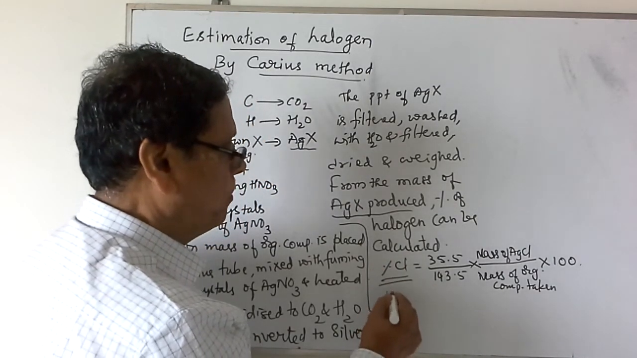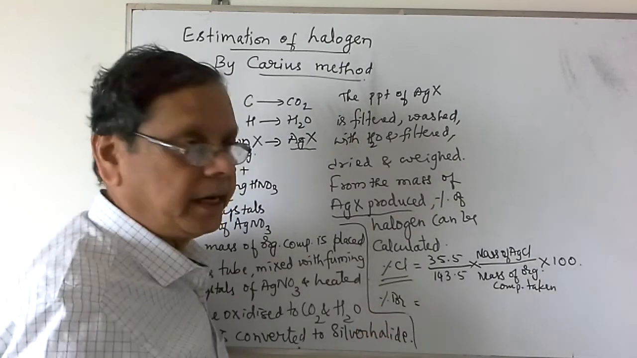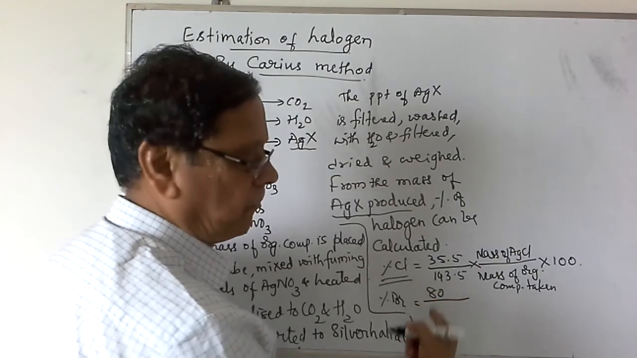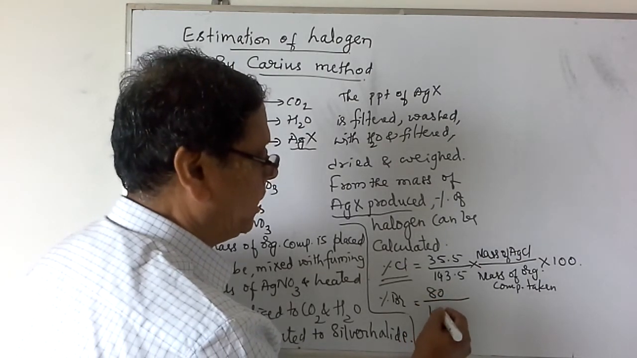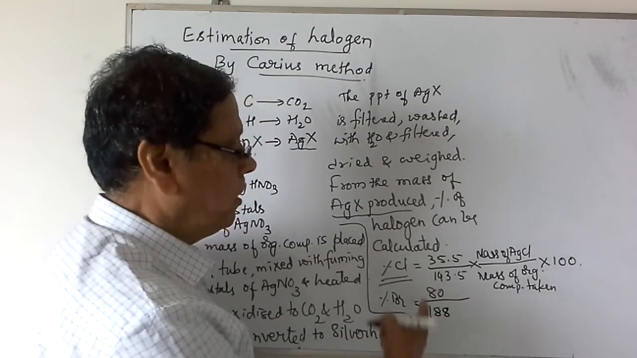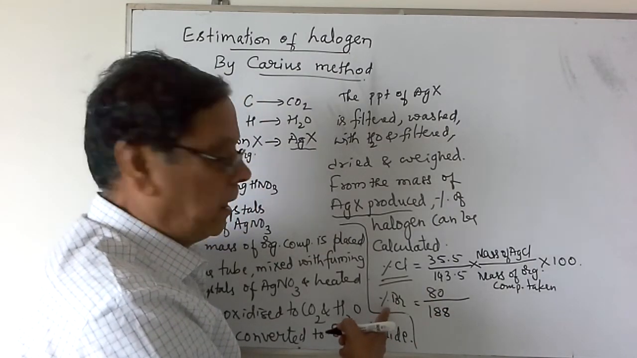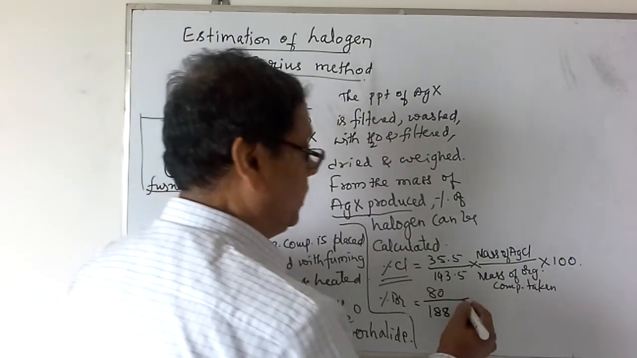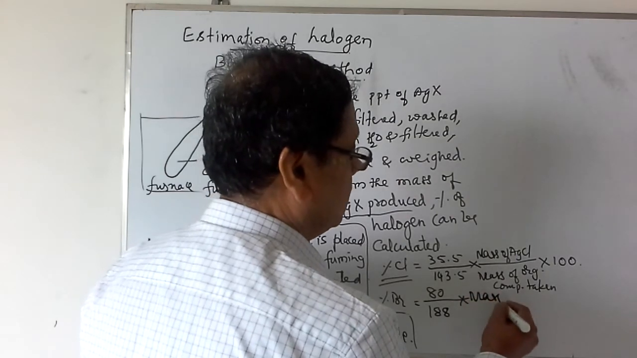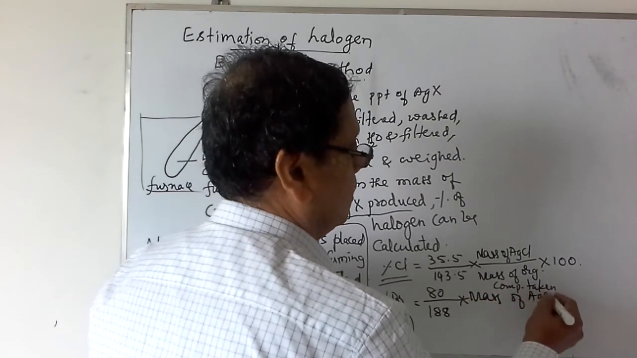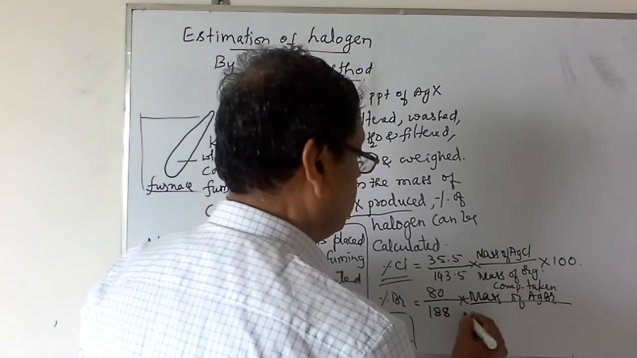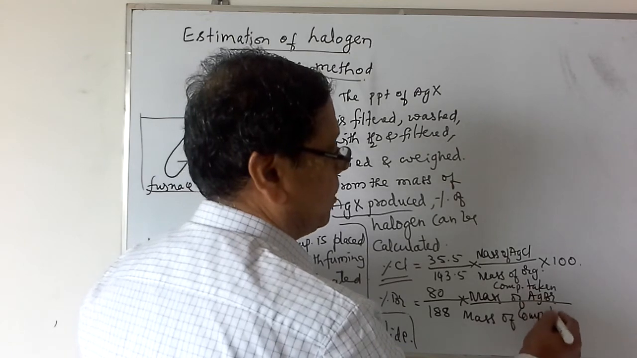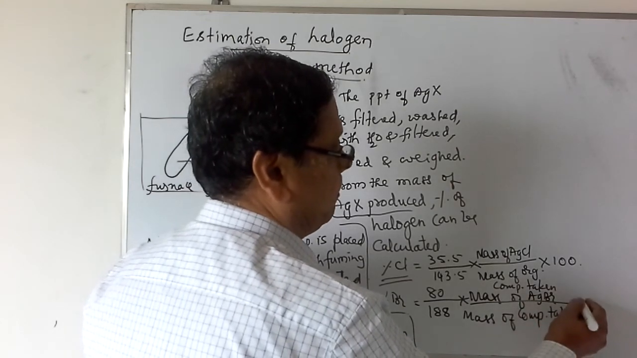Similarly, for percentage of bromine, the atomic mass of bromine is 80. Molecular mass of silver bromide is 188, because 108 is the atomic mass of silver and 80 is the atomic mass of bromine, into mass of AgBr divided by mass of compound taken, multiplied by 100.